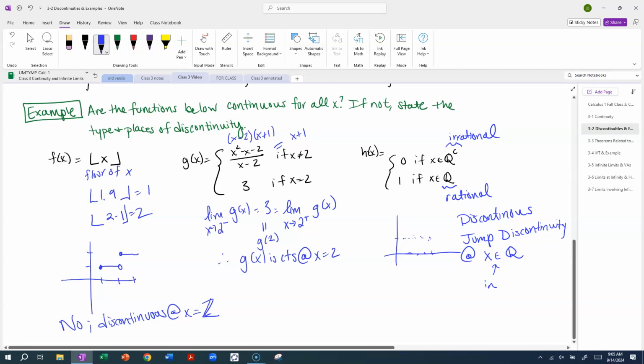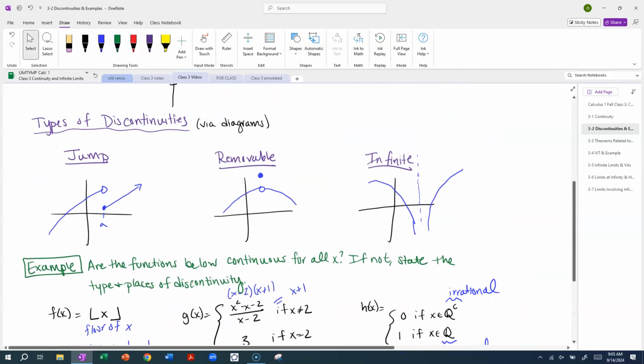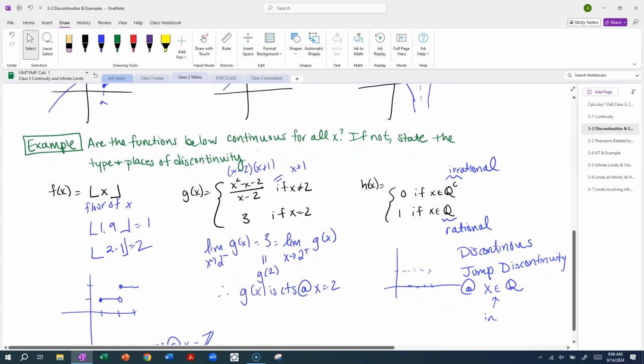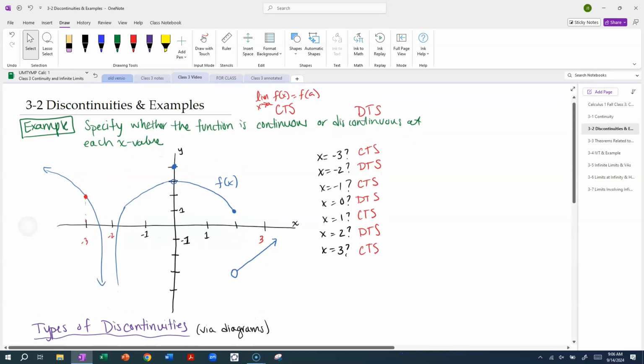With discontinuities, again, they fall into 3 general categories: jump, removable, infinite. You might have to identify which one. And note that you might have to identify it in an algebraic context or a graphical context.